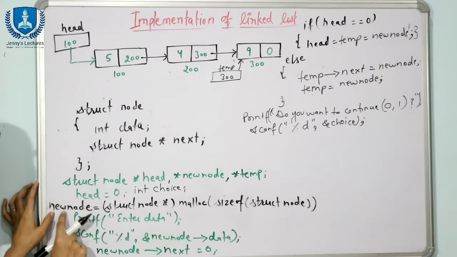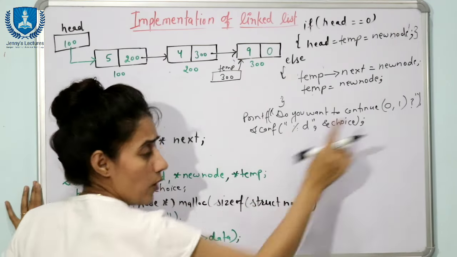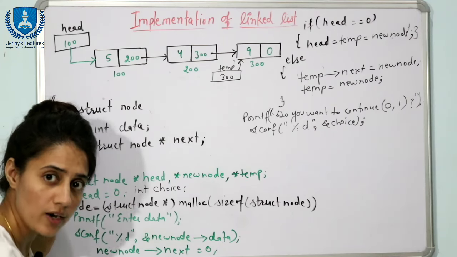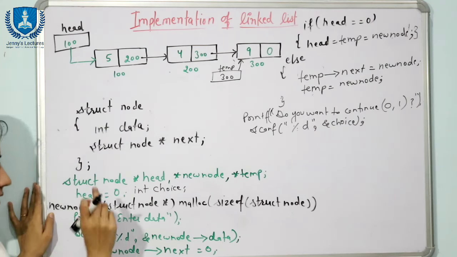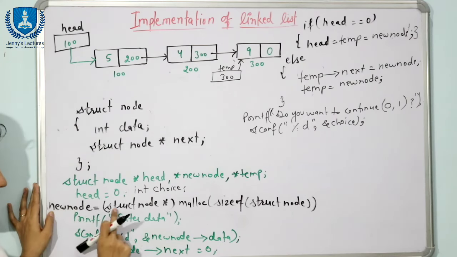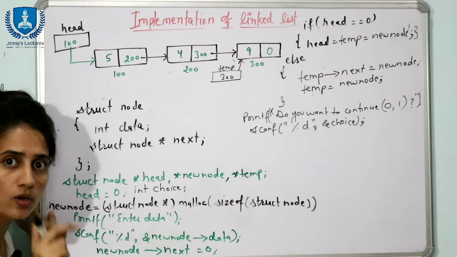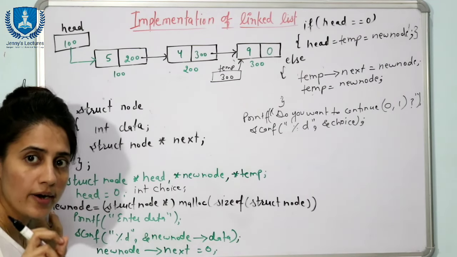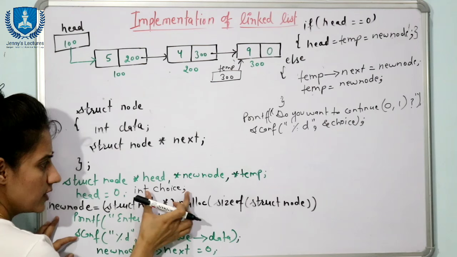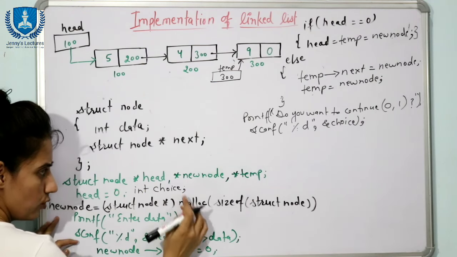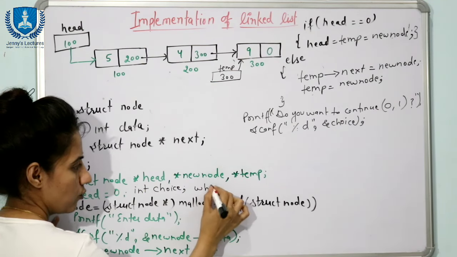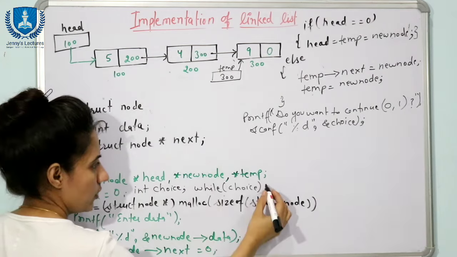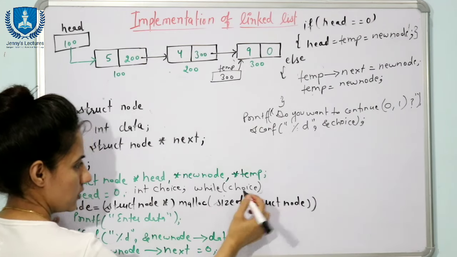Here, before this new node, because if the user presses 1, then another node is to be created. It means that another node is to be created using this line. So before this line you will write while, and in brackets you will write choice. So after the line int choice, and before this line in the program, you will write while choice. I don't have enough space, that is why I am writing here something like this.